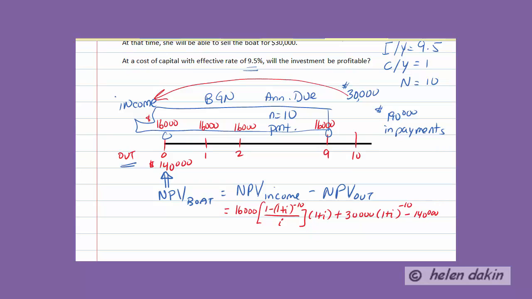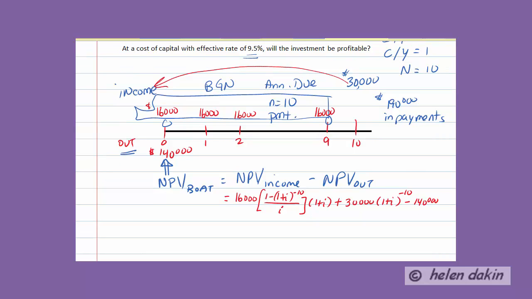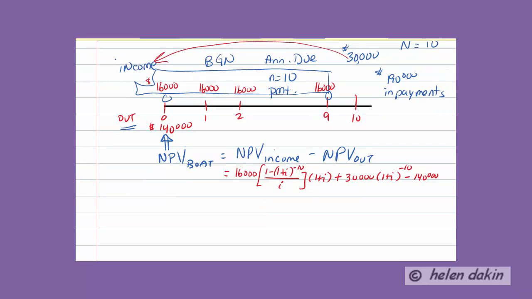And I'm going to subtract from the two income streams the present value of her outflow, or the cost of the boat. Actually, what I would really rather that you did is I would rather that you just computed the present value on your calculator for the annuity due, given that the payments are at the beginning of every period. So as we said earlier, IY is 9.5.